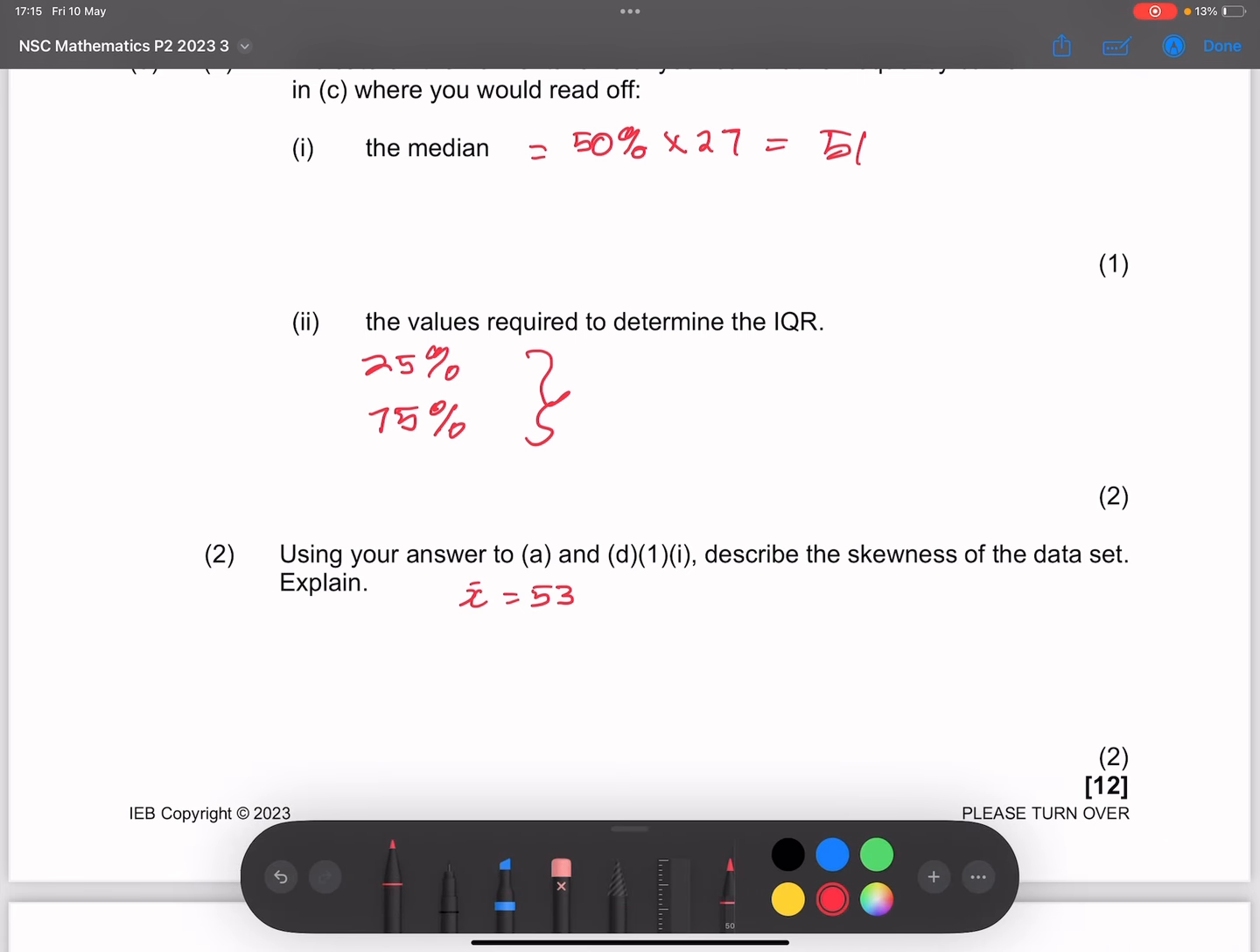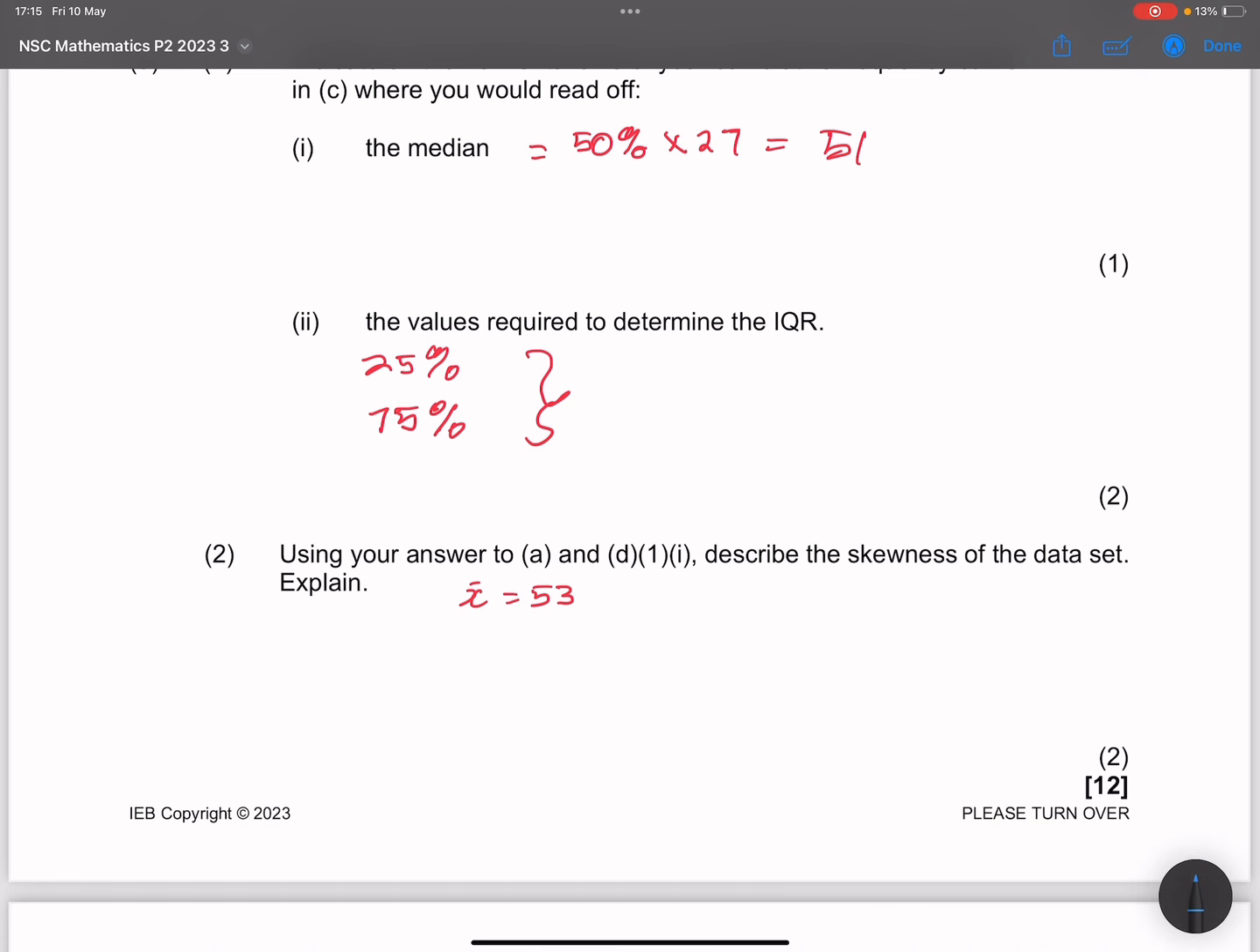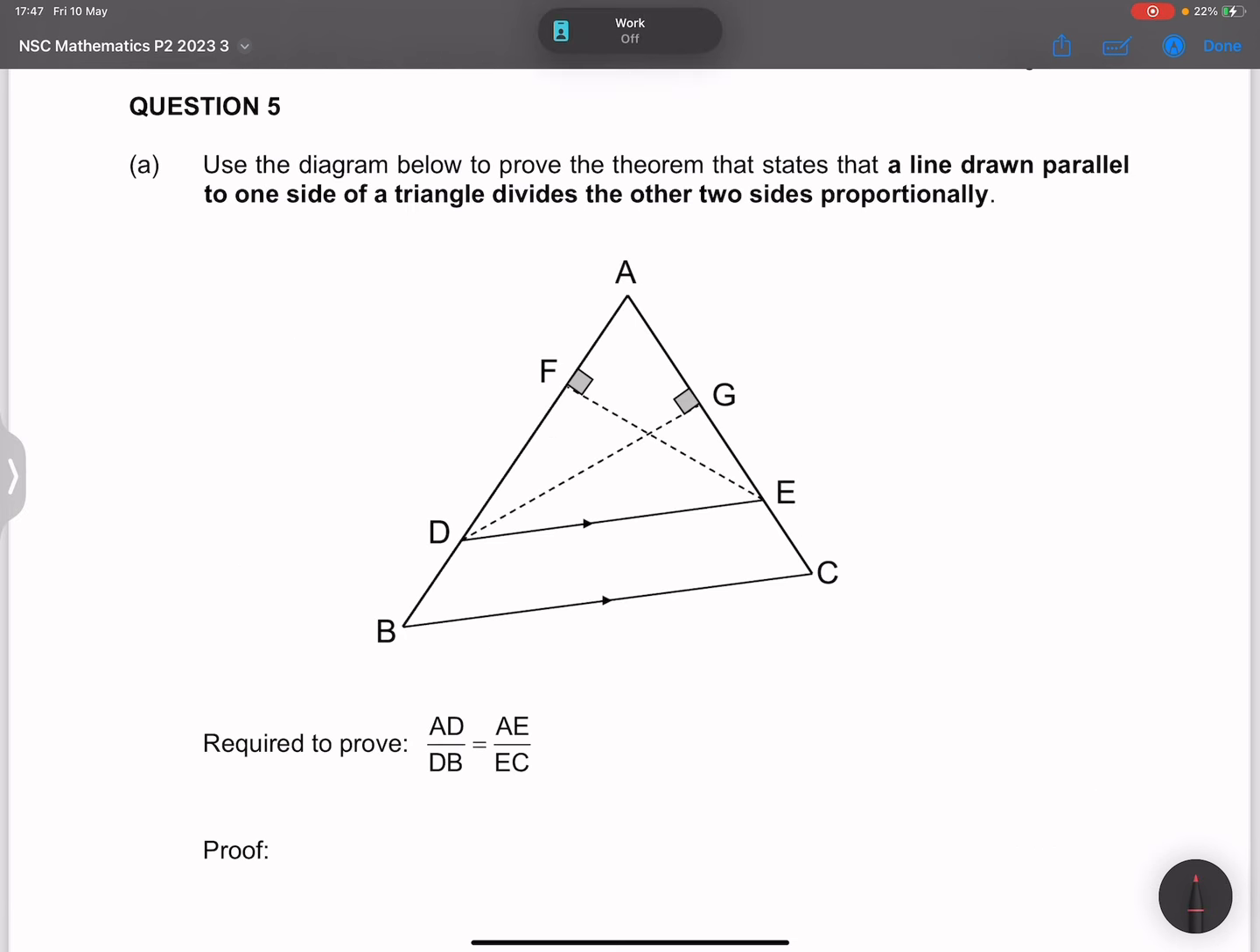So in this case, we realize, ladies and gents, that our mean is greater than the median. And remember, every time that the mean is greater than the median, it means that our data is positively skewed. So that would be positively skewed data. I hope that makes sense, ladies and gents. That is where we will leave this question. Let's go to the next point. Let's go to question 5.